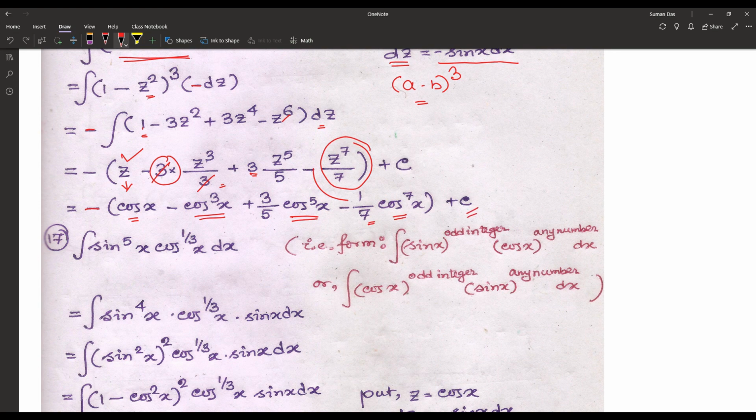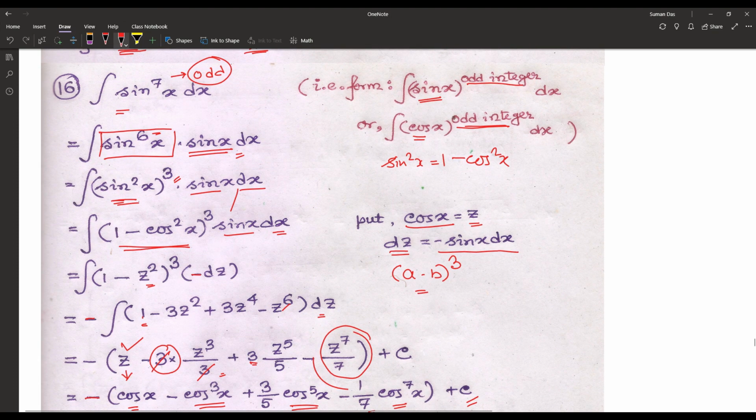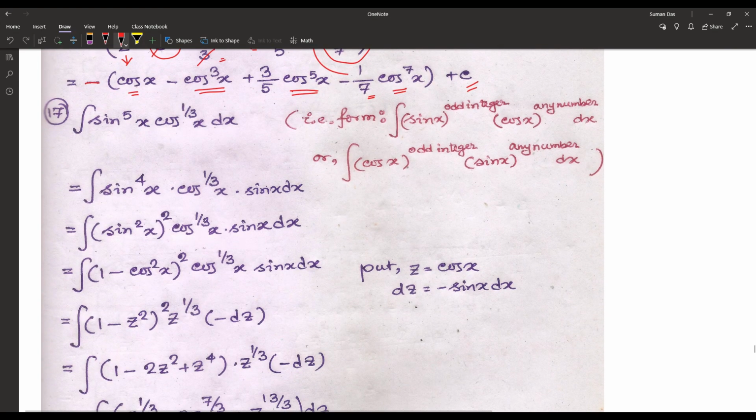So whatever we have to do when we have sin x or cos x whole to the power of any odd integer, just write that in an even form, and only one power of sin x or cos x as the other part. That is the way this form can be solved very easily. So the next form we are proceeding to.